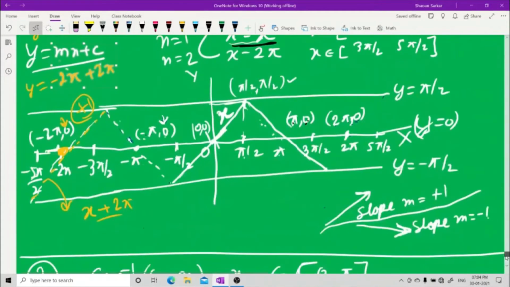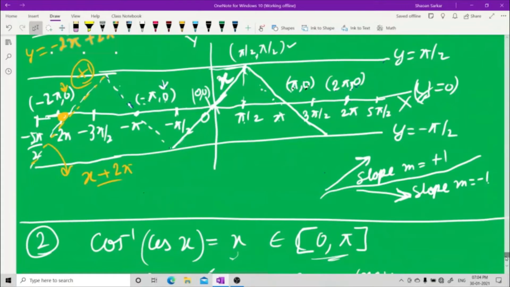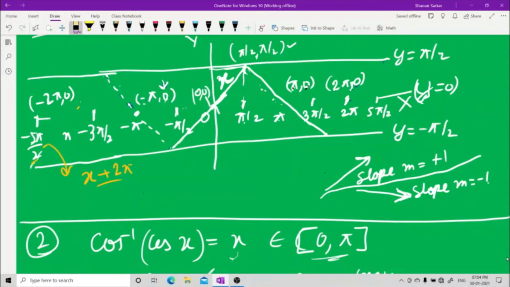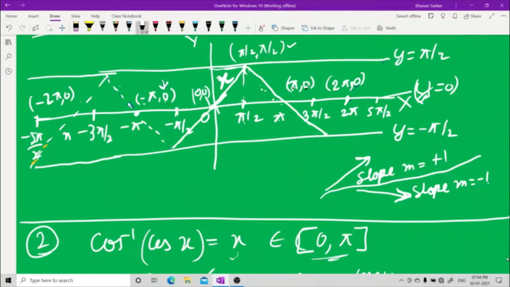Let me write it down here in some other color. Let me rub these yellow colors now for you. Wait. Let me rewrite this. Let me draw this line. Again, this line disappeared. Okay, this is your minus 2 pi, this coordinate.